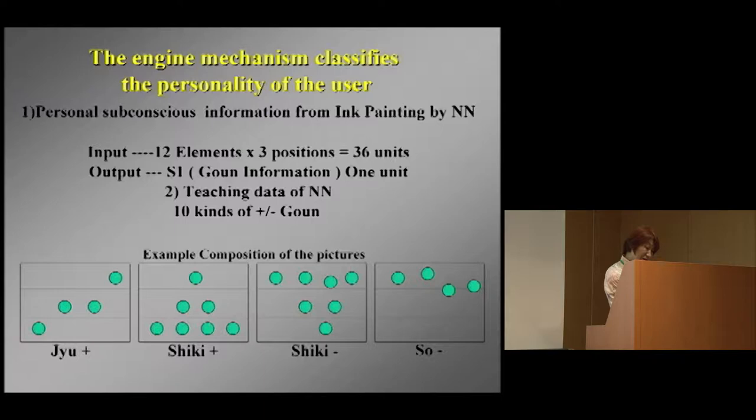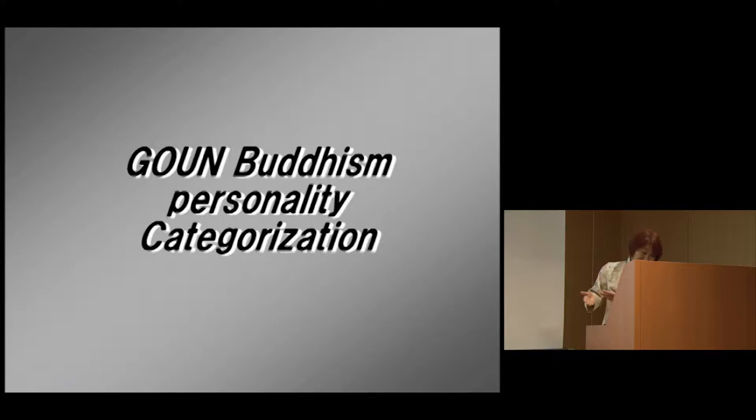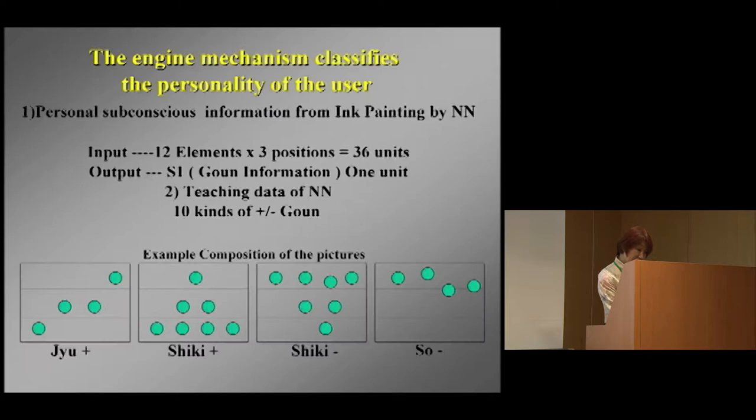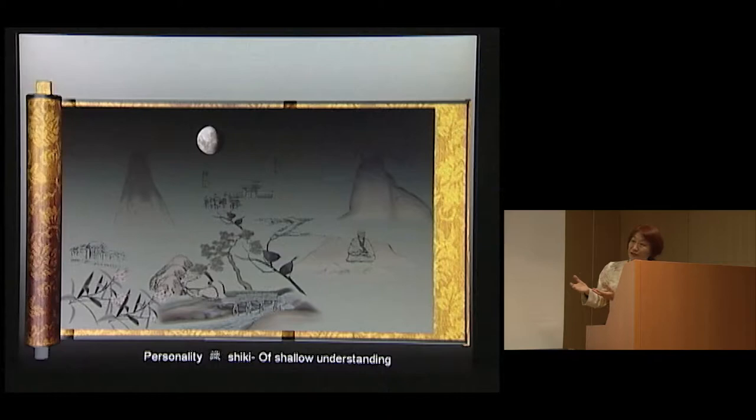And then the background works by categorizing what kind of materials make up our world. One, Shiki: superficial appearance of the so-called reality. Two, Ju: intuitive impressions. Three, So: perceived images. Four, Gyo: activation of behavior. Five, Shiki: the deep mind behind all of the above. Also, this is categorized by the neural network, it means AI, okay? Then people enter their own picture and travel.